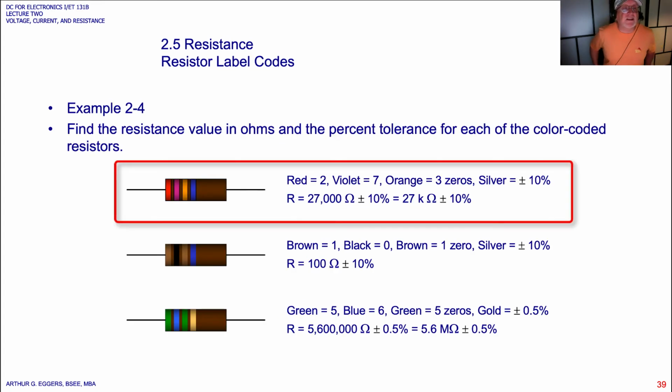So let's look at an example. Let's find the resistance value in ohms and the percent of tolerance for each of these color-coded resistors. So in this case, if we look at it, we can see we have red, we have violet, we have orange, and that's supposed to be silver, not blue.